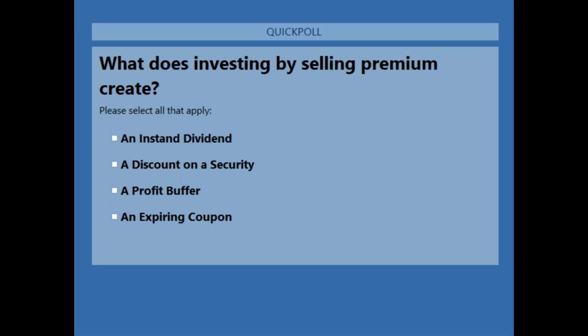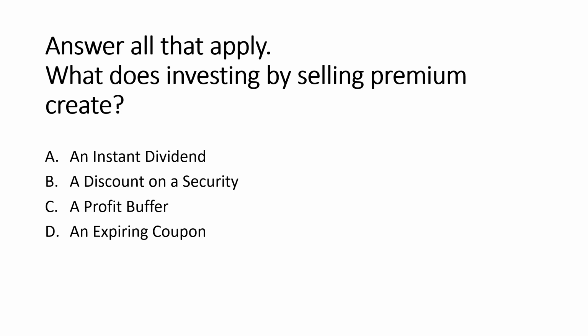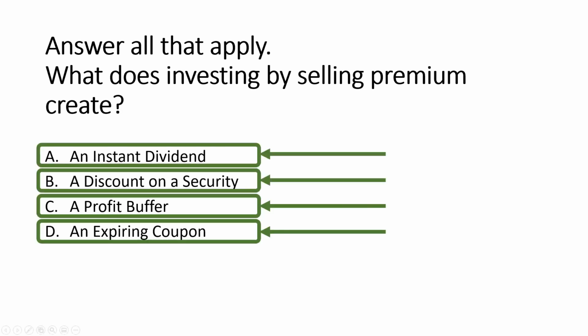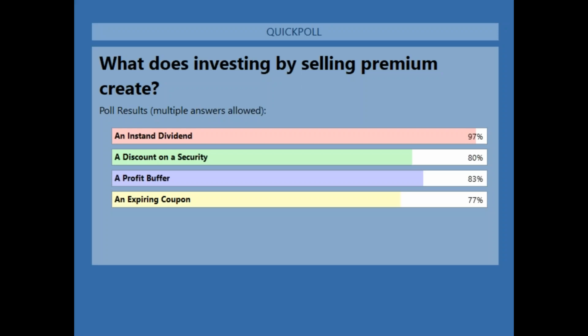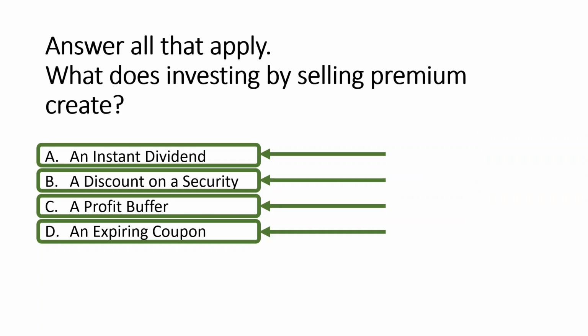All right, I'm going to give you about 5 more seconds. 4, 3, 2, and 1. All right, let's see what you guys said. If you answered them all, then you're right. When we sell premium, we get an instant dividend. We also basically get a discount on a security. We get our profit buffer, and it acts like an expiring coupon.